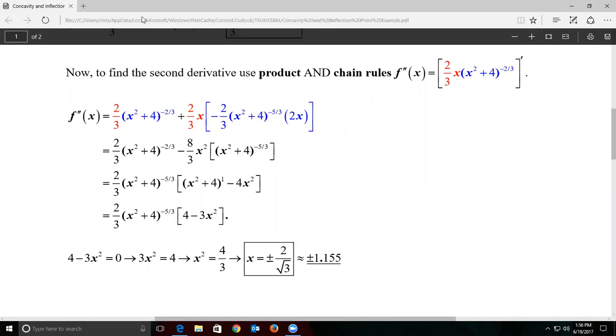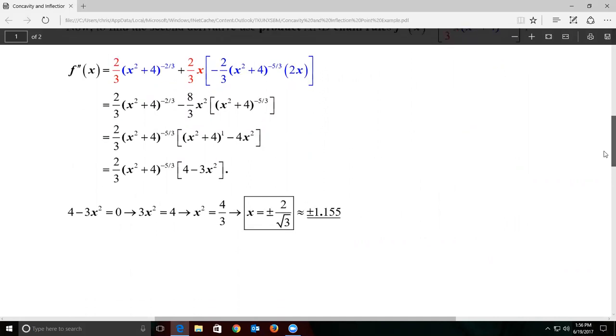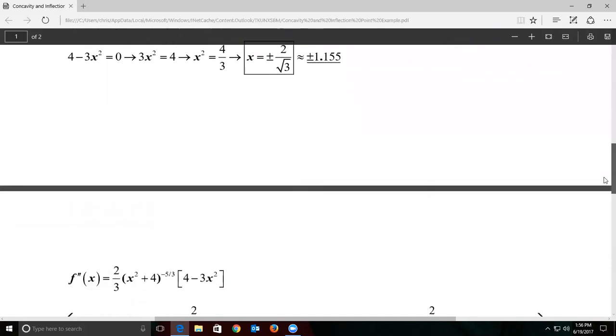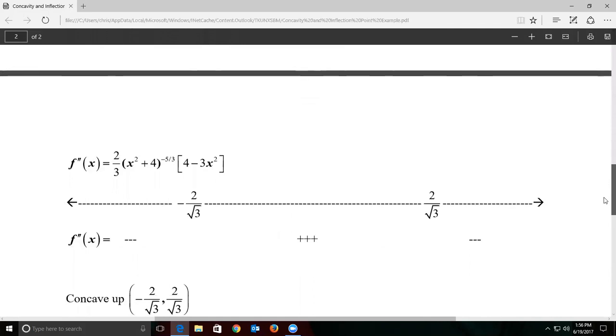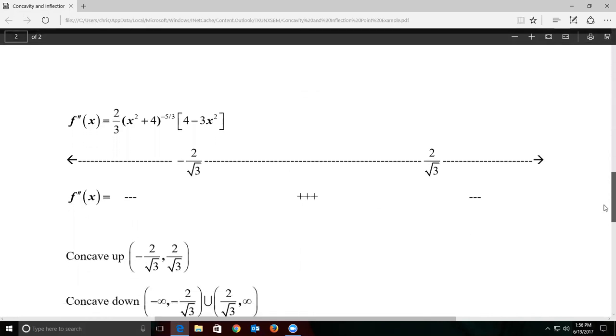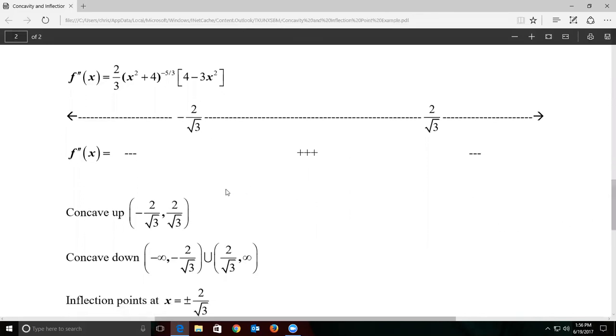So what we're going to do now, just like the first derivative test for increasing and decreasing, we're going to label these points on a number line. And we're going to check them in the second derivative. So we've broken this up into 3 intervals. We have one interval from negative infinity to negative 2 over root 3. We have one interval from negative 2 over root 3 to 2 over root 3. And we have one interval from 2 over root 3 to infinity.